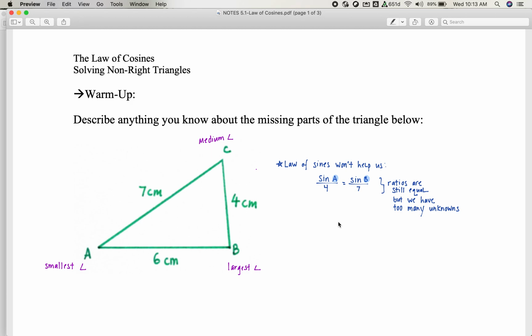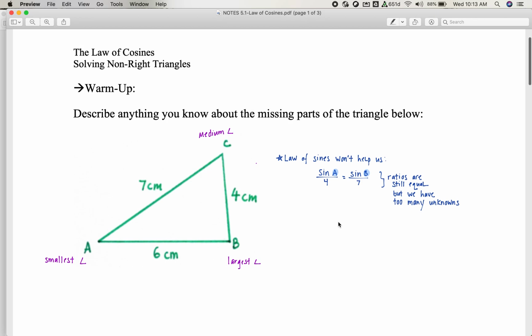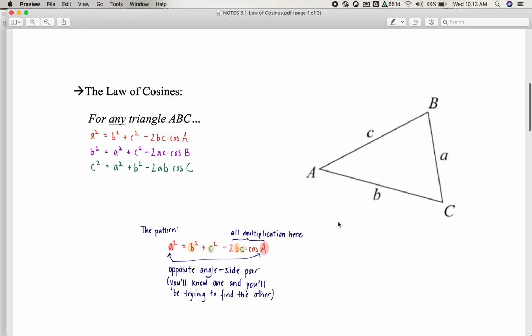We need another tool. And this is where law of cosines comes in. The proof for law of cosines is a little bit more complicated than law of sines, and so I don't want to torture everyone with that. Let's just get straight to it. The law of cosines looks like this.